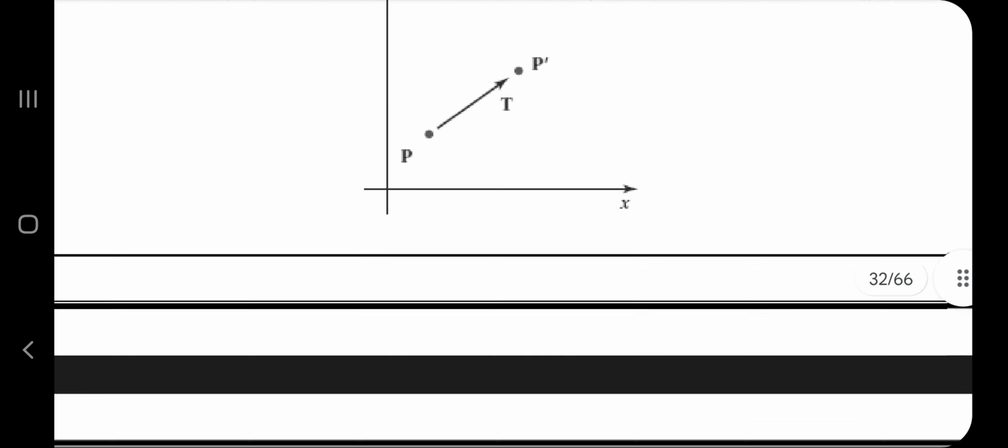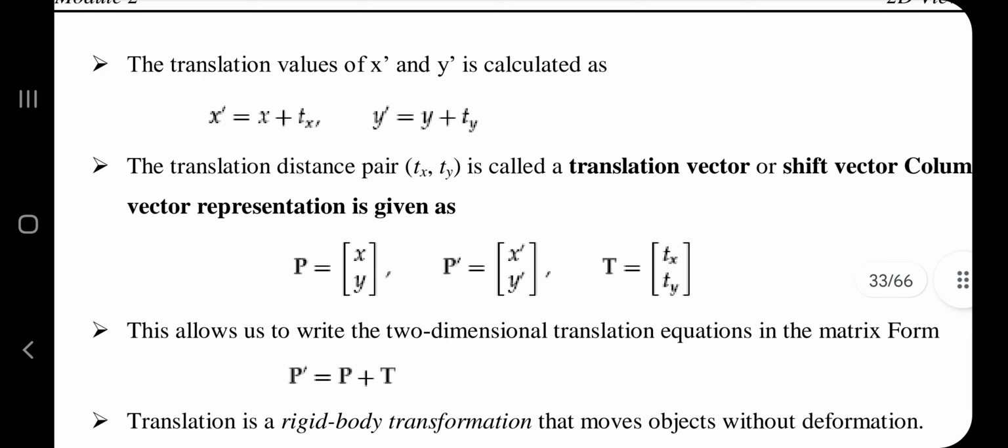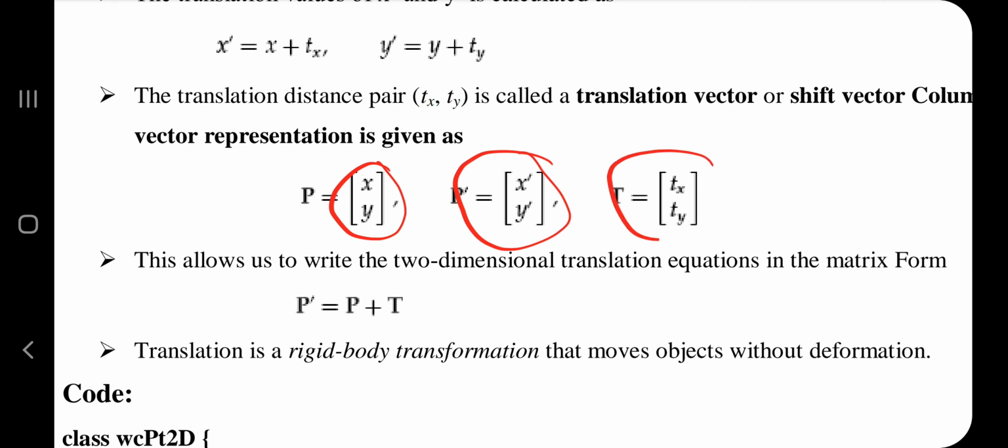Okay, so if you write it in the matrix form, it will be like this: x dash is equal to x plus tx, y dash is equal to y plus ty. tx and ty are how much you have to translate in the x direction and how much you have to translate in the y direction. And in the matrix form it will be like this: P will be the initial position, and this will be the final position. T means how much translation you want to perform in the x direction, and how much translation you want to perform in the y direction.